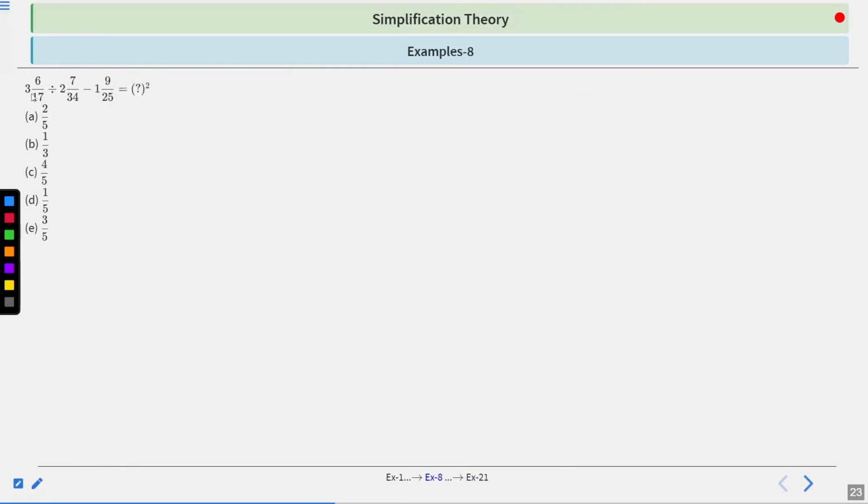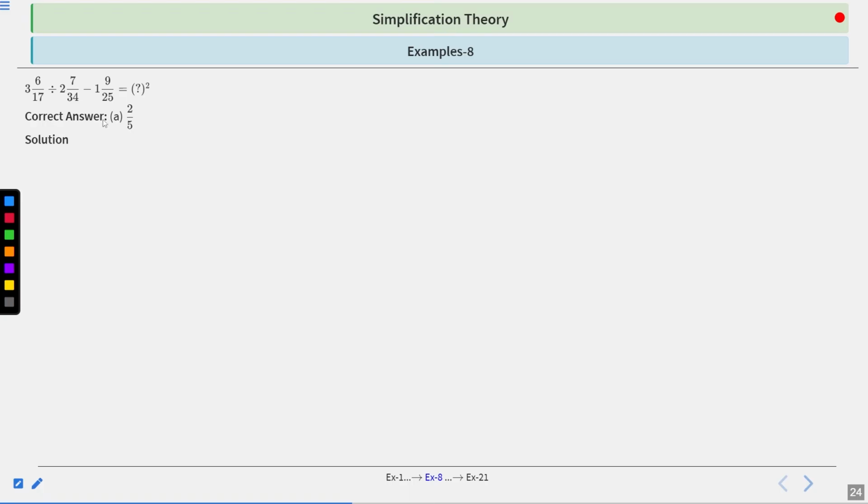Next example is a mixed fraction based question. So 3 and 6 upon 17 divided by 2 and 7 by 34 minus 1 and 9 by 25, which is equal to question mark power. Now you have 5 options: first is 2 by 5, second is 1 by 3, third is 4 by 5, fourth is 1 by 5 and fifth one, E, is 3 by 5. Now see the solution. So correct answer is A, which is 2 by 5.